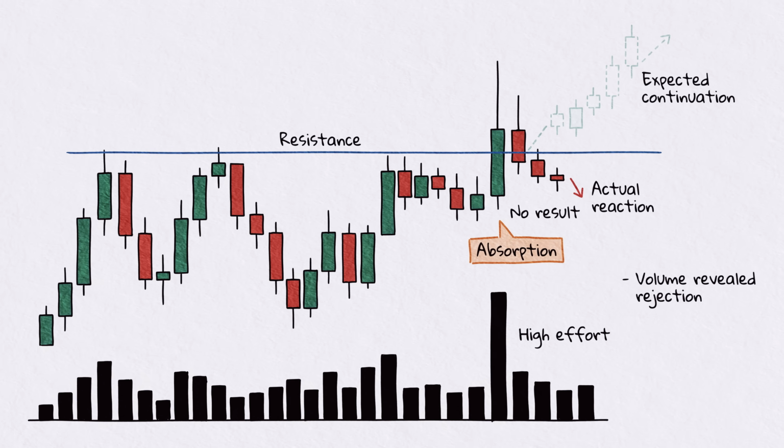What happened? Buyers were active. The volume proves it, but sellers were absorbing those buy orders at the level. Both sides were fighting, and sellers held their ground. Remember effort versus result from the previous video. This is high effort, no result, or high effort, negative result. Volume was not confirming strength. Volume was revealing rejection. This is why you cannot judge a breakout by the volume bar alone. You must also check where the candle closes and what happens next.